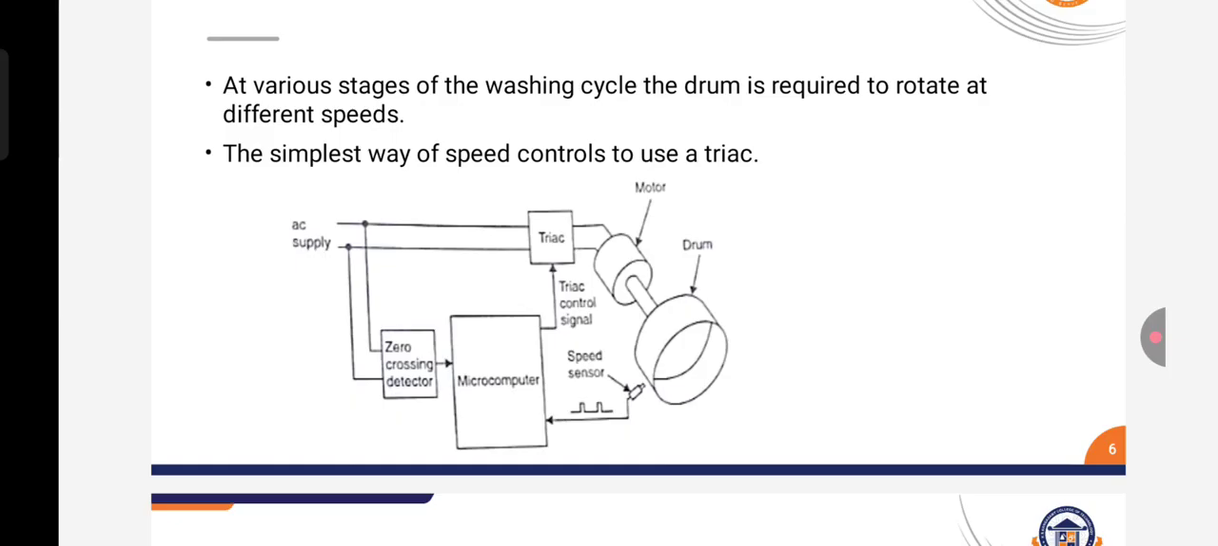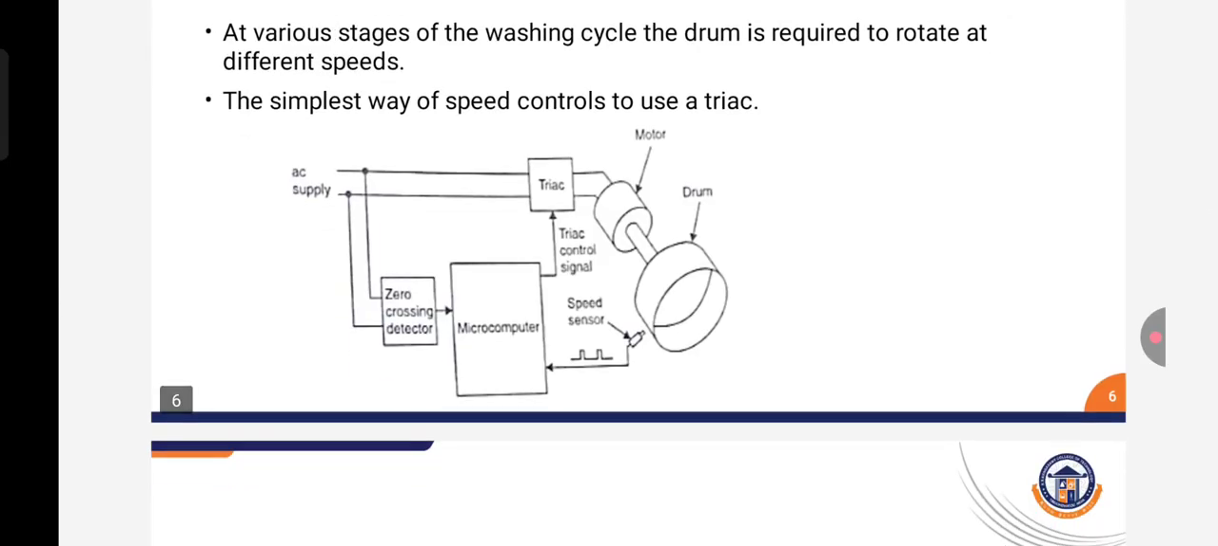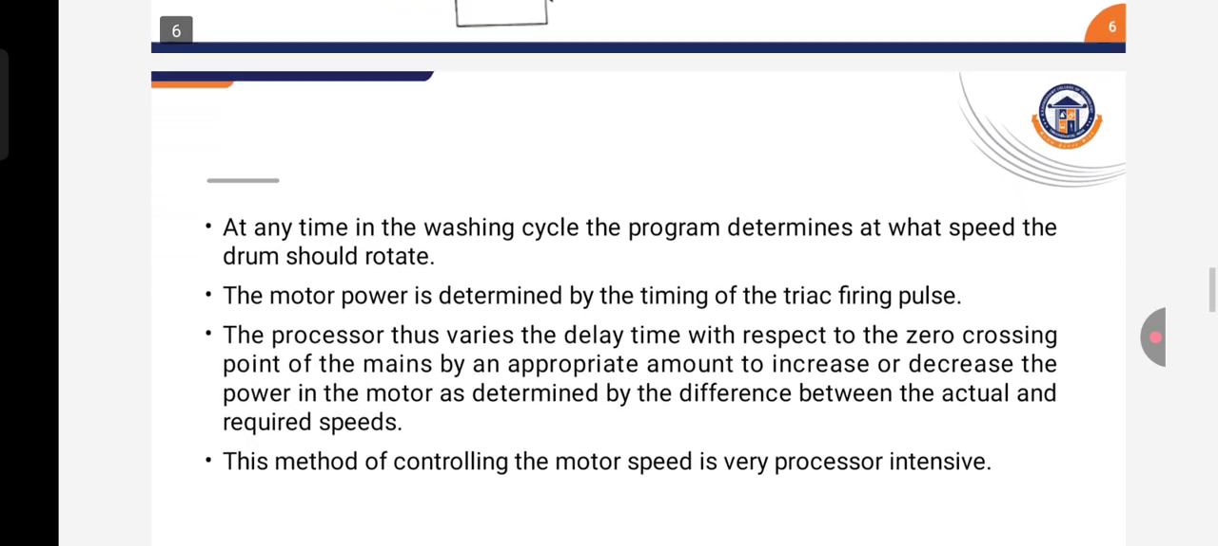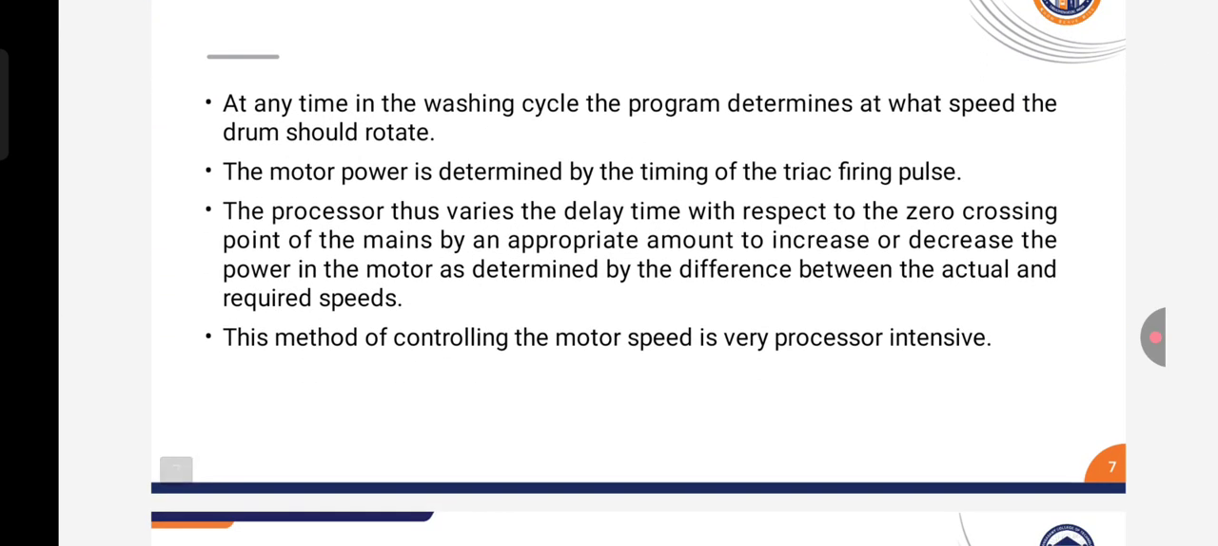AC supply. This will require circuitry to detect the crossing point while protecting the processor from the high voltages. At any time in the washing machine, the program determines at what speed the drum should rotate. The controller can determine whether to increase or decrease the power dissipated in the motor. The motor power is determined by the timing of the triac firing pulse.